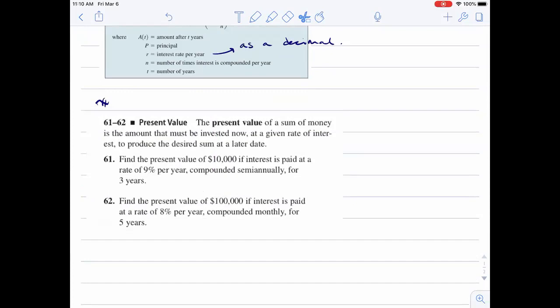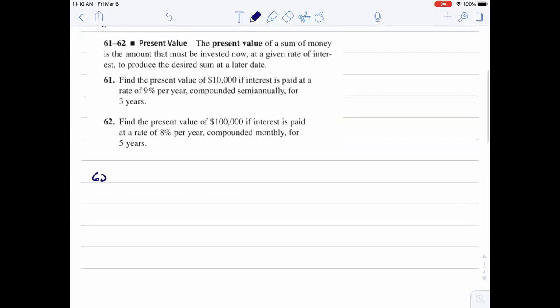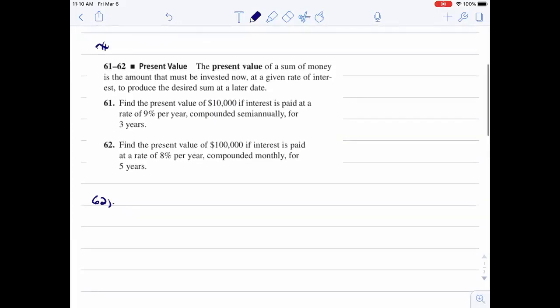Let's do, they're the same, right? But let's do 62. The present value of a sum of money is the amount that must be invested now at a given rate of interest to produce a desired sum at a later date.